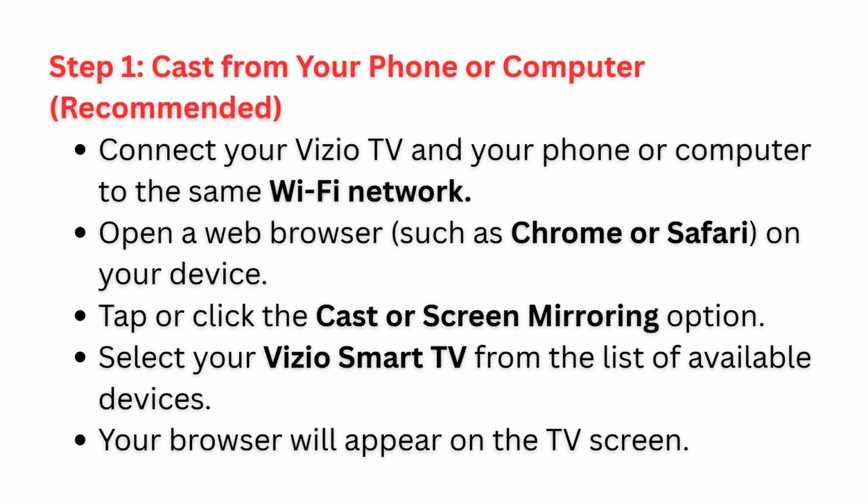Step 1. Cast from your phone or computer, which is the most recommended one. Connect your Vizio TV and your phone or computer to the same Wi-Fi network. Open a web browser such as Chrome or Safari on your device. Click the Cast or Screen Mirroring option. Select your Vizio Smart TV from the list of available devices. Your browser will appear on the TV screen.